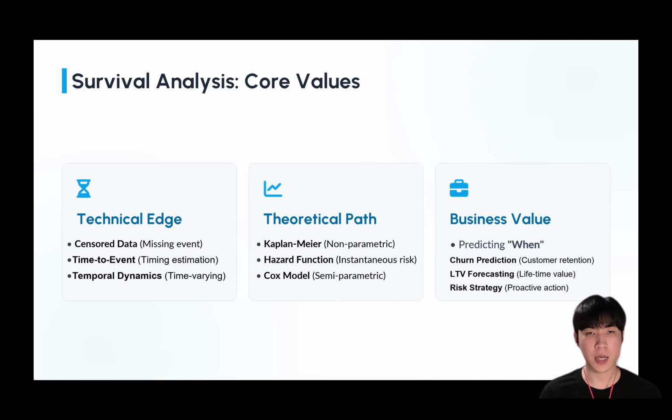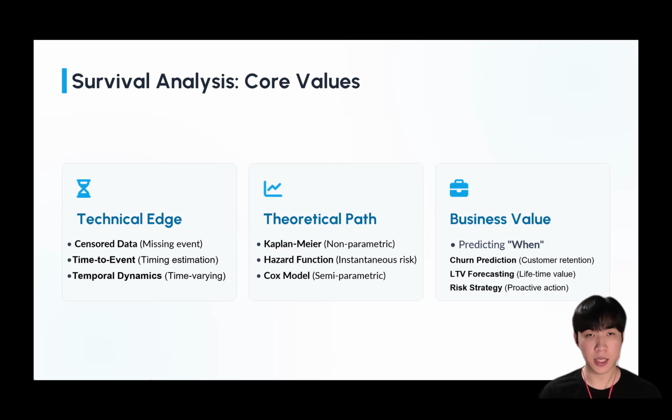Theoretically, we use Kaplan-Meier curves and the hazard function to define risk. These are the foundation of the Cox framework. Finally, the business value is the ultimate goal. By predicting the time of customer churn, we can manage risks proactively rather than just reacting.